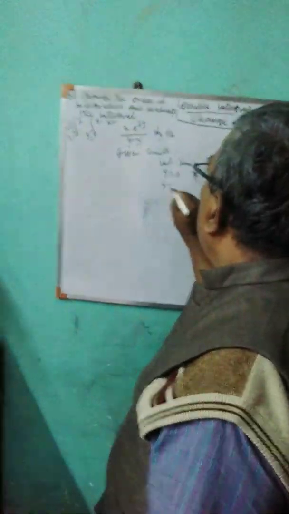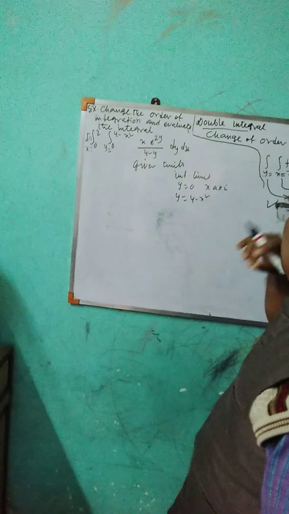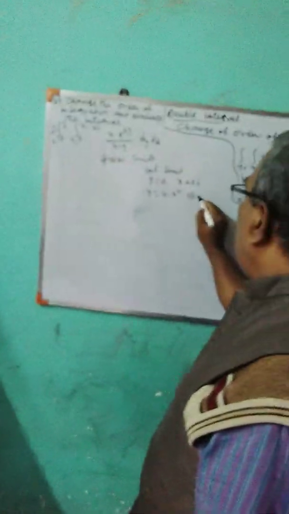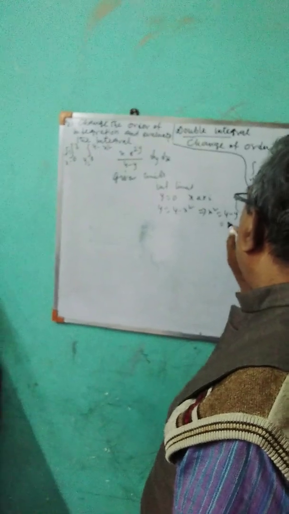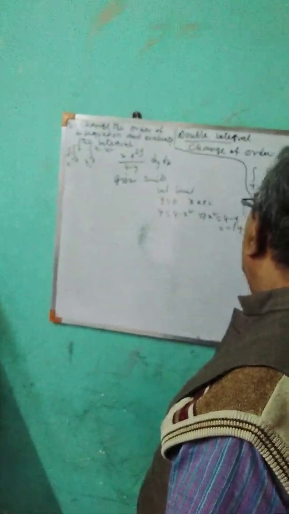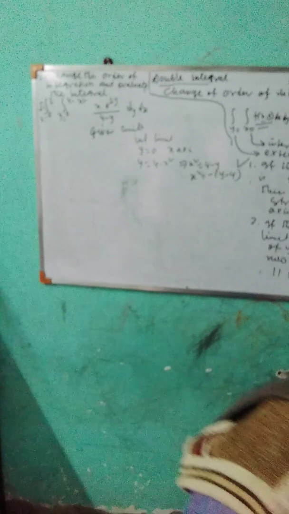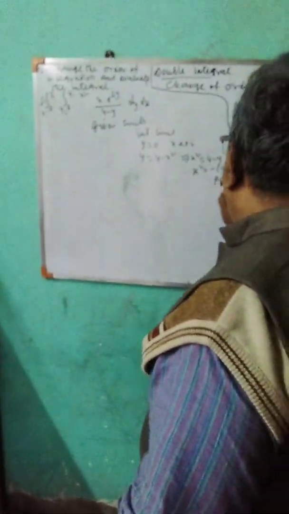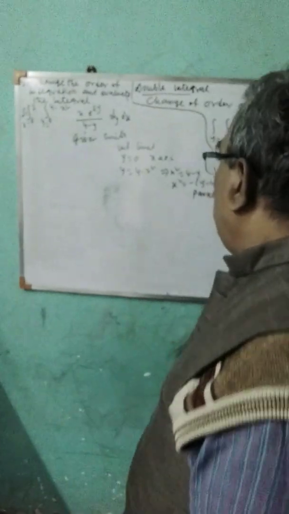y equal to 4 minus x square. You see, you can say x square equal to 4 minus y, that is, x square equal to minus (y minus 4). This is a parabola equation.